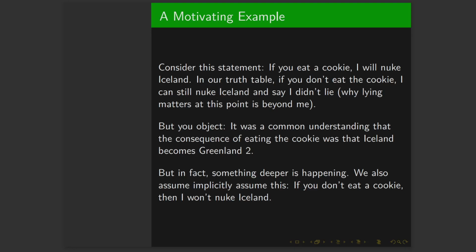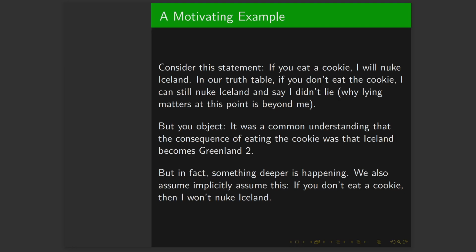Because if you don't eat a cookie, that doesn't say anything about whether I'm going to nuke Iceland or not. So I can still nuke Iceland. And you're going to be like, well, what? We agreed that the consequence of eating the cookie was that Iceland becomes Greenland too. This is another way you think about it. You were like, okay, if I eat the cookie, then that'll happen. But if I don't eat the cookie, then nothing will happen.